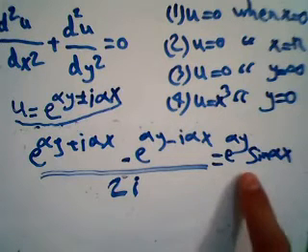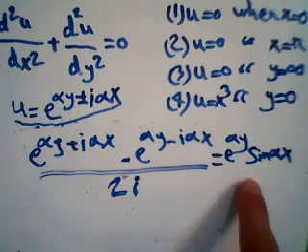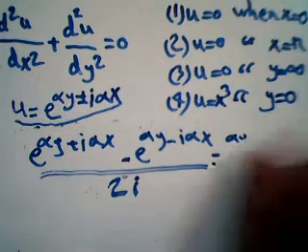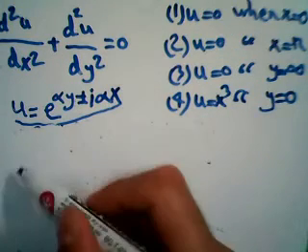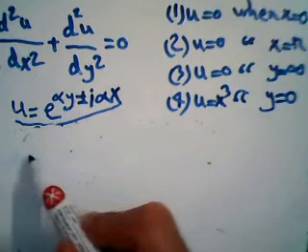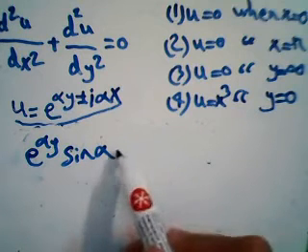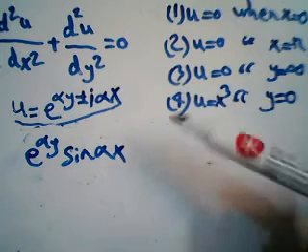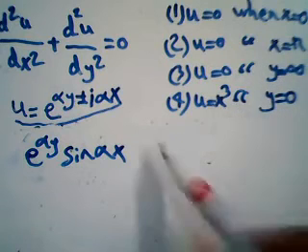Okay, so this is also a solution for this, which means that this also satisfies this relation. Let's see now. So let's show it for you. e to the alpha y times sine alpha x is satisfying this relation. But let's see if this also satisfies these four conditions.